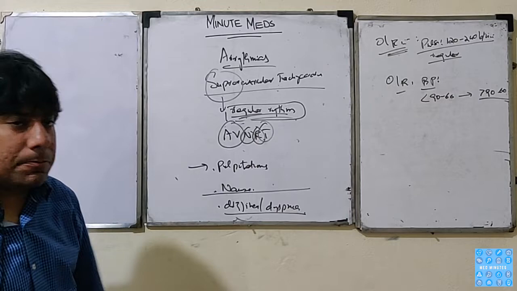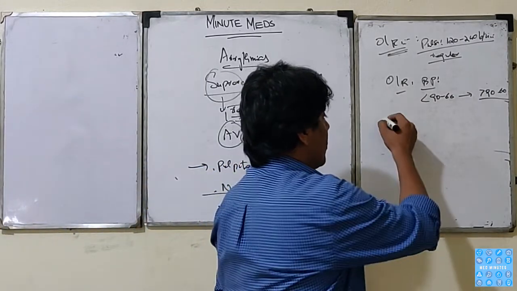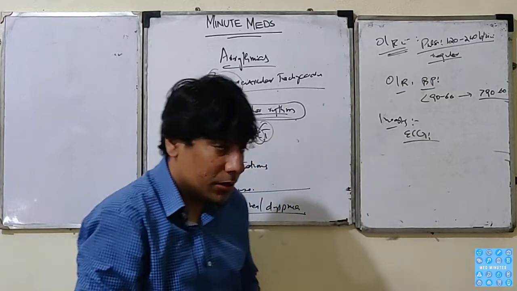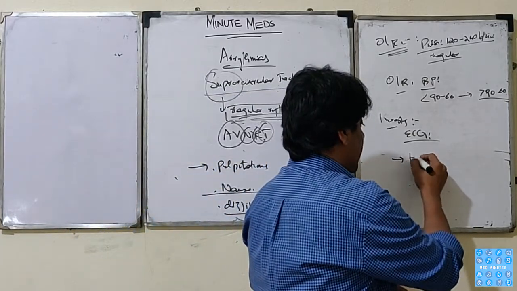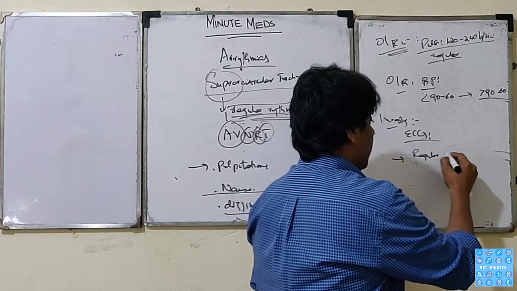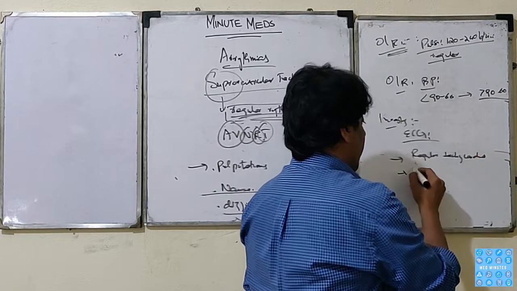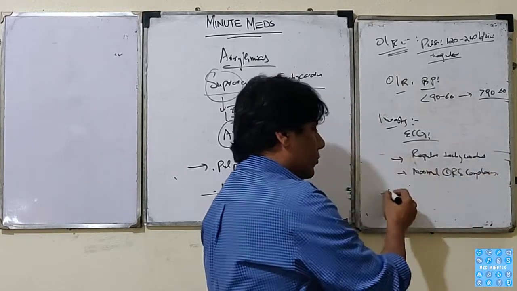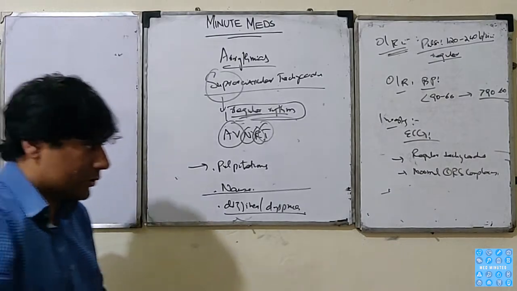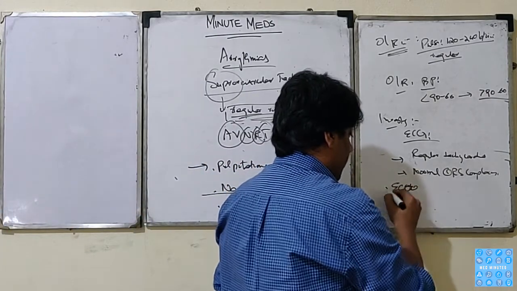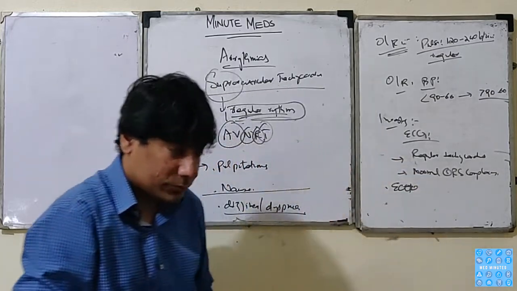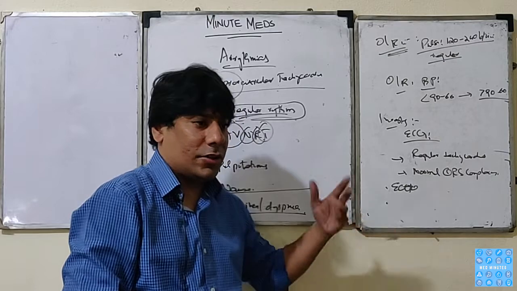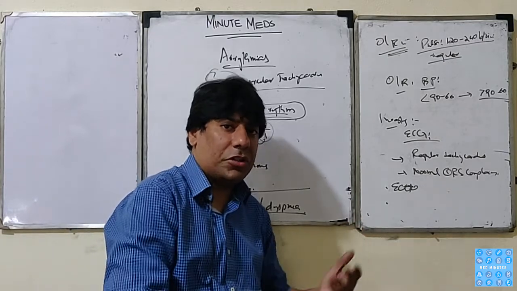Now, how do we treat such a patient? In these conditions, the first investigation to be done is the ECG. Get a closer look at the heart. We see that there is regular tachycardia with normal QRS complexes. Now, what else can we do? As I said before, we can look at the causes. We can check the echocardiography. The causes are ischemic heart disease and structural heart diseases like cardiomyopathies, like valvular heart disease.